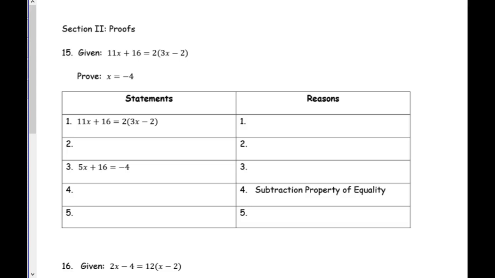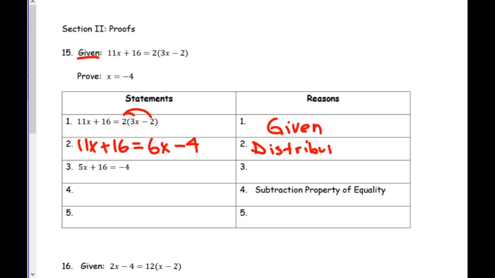Now, let's solve this. Our first step is always going to be given. Always. First thing we do is get rid of those parentheses. So 11x plus 16 equals 2 times 3x is 6x. 2 times negative 2 is negative 4. That's the distributive property. Okay, then we got rid of the smaller x, minus 6x, minus 6x. So that's how we got 5x over here. Okay, and I just subtracted on both sides, so that's the subtraction property of equality.